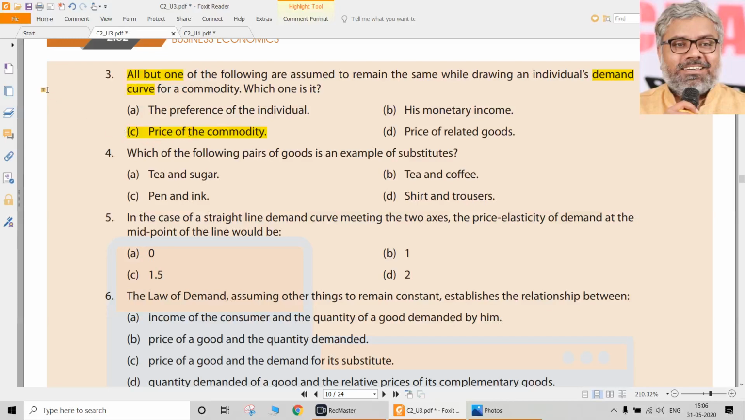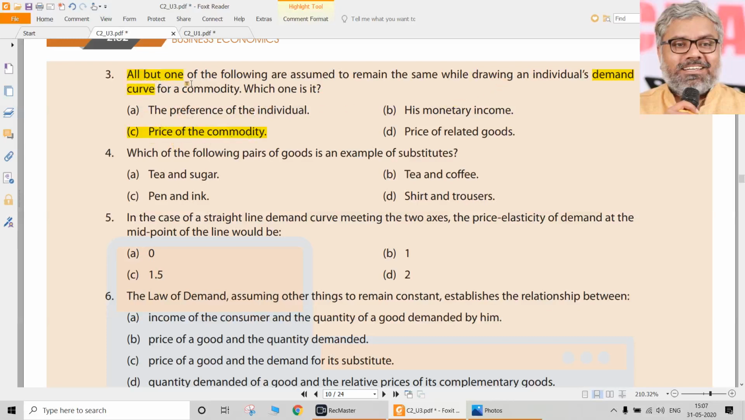So what changes in the demand curve? The price of the commodity changes. Quantity demanded also changes. What will not change? All other factors will not change, like preferences, incomes, prices of related goods. All other factors are assumed to remain constant. Price definitely is not going to be constant. When we are drawing a demand curve or a demand schedule, definitely the price is changing. It is not going to remain the same. So it is the odd man out here in the four.